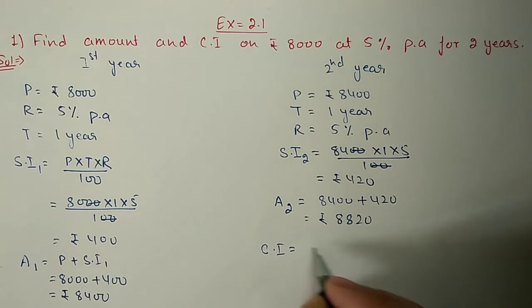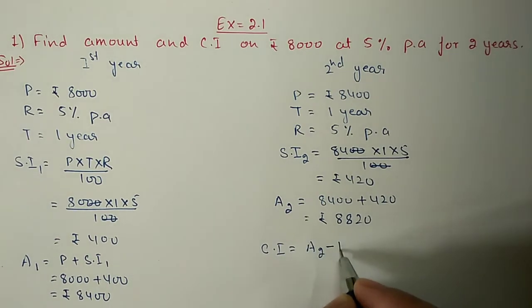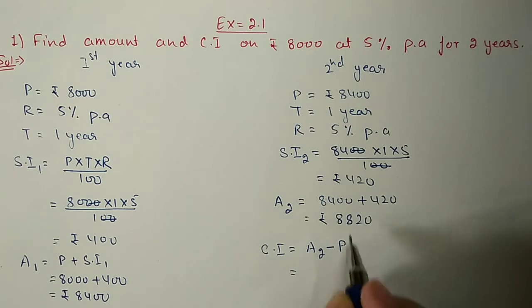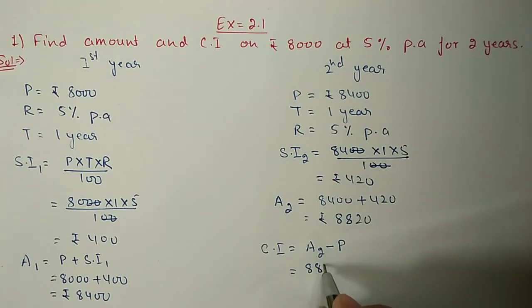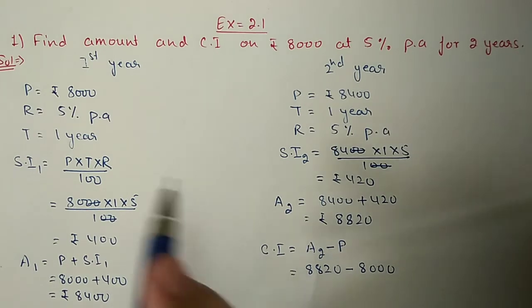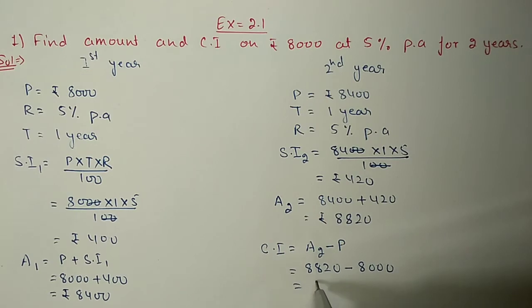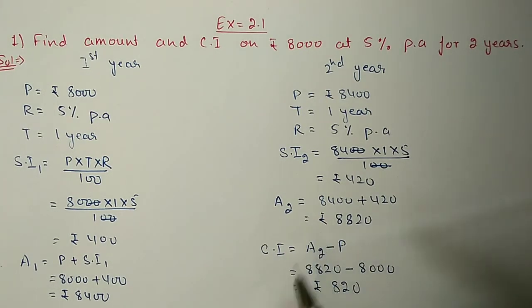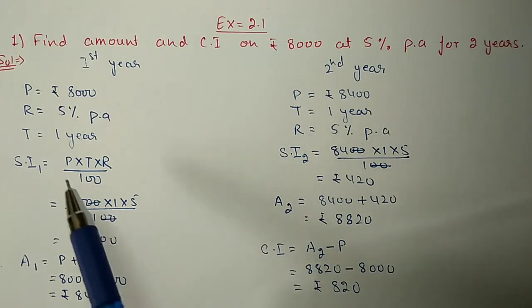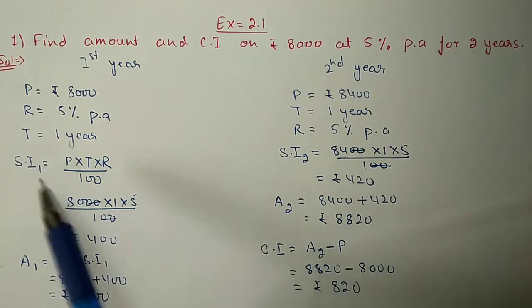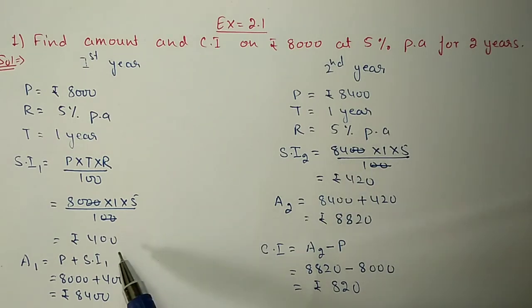Compound interest means final amount minus initial principal. So the final amount we got here is 8,820 rupees, from which we have to subtract the initial principal, the starting principal of 8,000. After subtraction we will get 820 rupees. You can also calculate compound interest by adding the two simple interests, the first year simple interest and the second year simple interest. 400 plus 420, in that case also the answer will come the same.